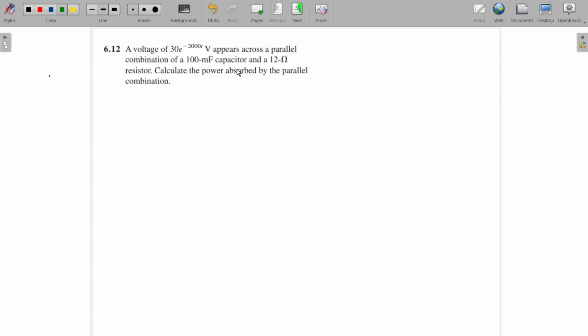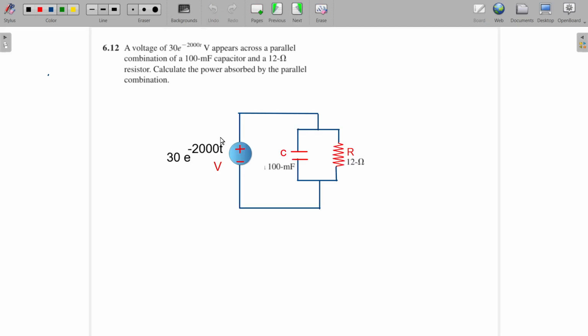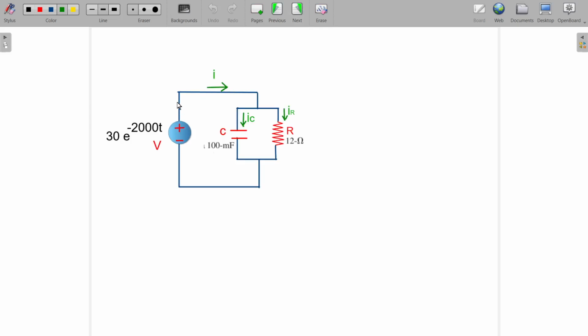So this is given. For this there is no figure given, so we are drawing the diagram. This is your voltage source and the parallel combination of this 100 millifarad capacitor and the resistor of 12 ohm is drawn here. For this we mark the currents like this. The current flowing from this voltage source can be taken as I, and it is branching into two currents as IC and IR.